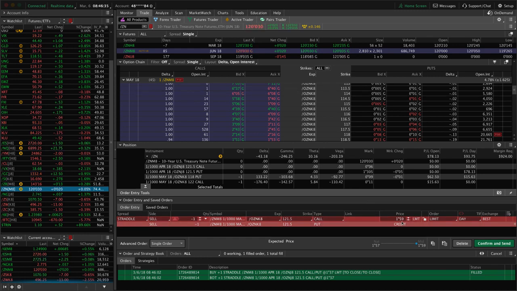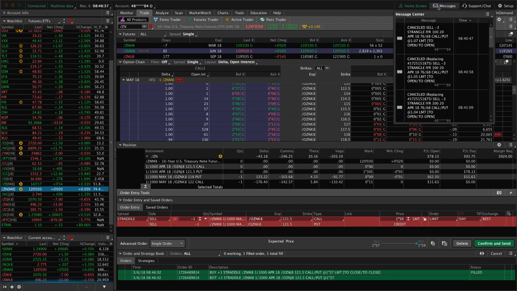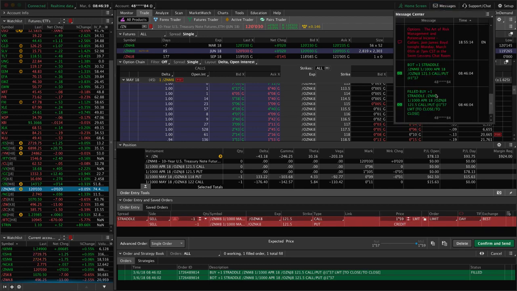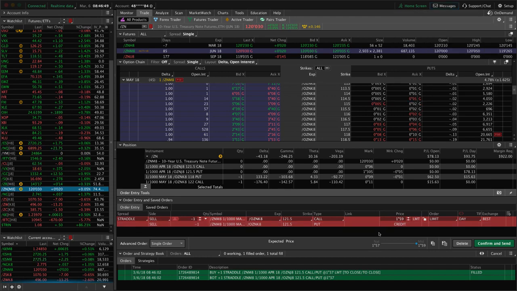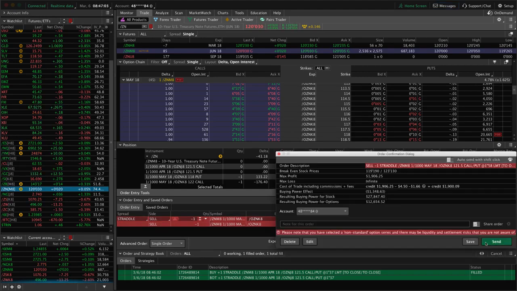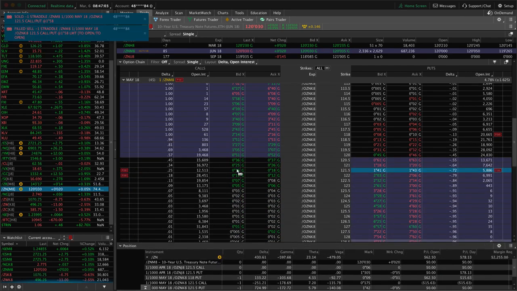So you can see we bought the other one for $1.37. We're selling this for $1.59. So we're picking up an additional credit of over 20 cents. So we're not only adding more credit, but we are extending our duration, giving ourselves more time to make money on the trade. So let's try to get filled at 1.58, hit confirm and send, and we got filled.